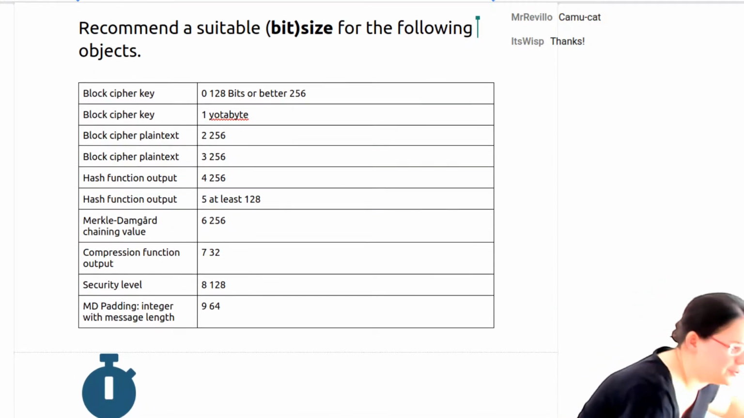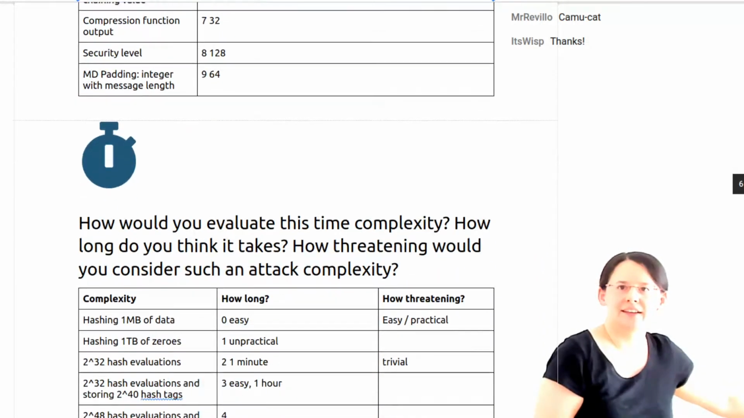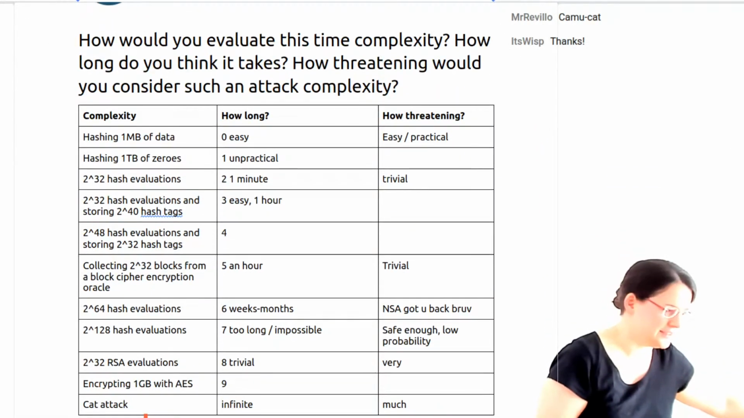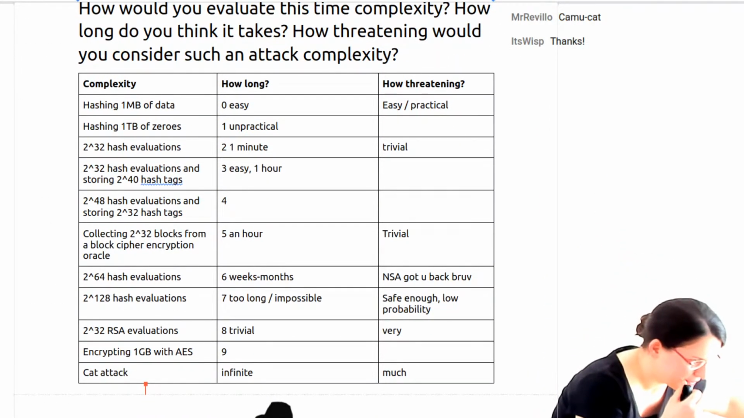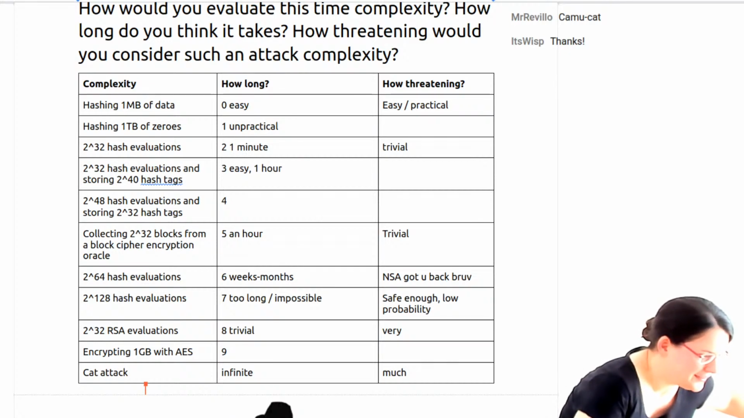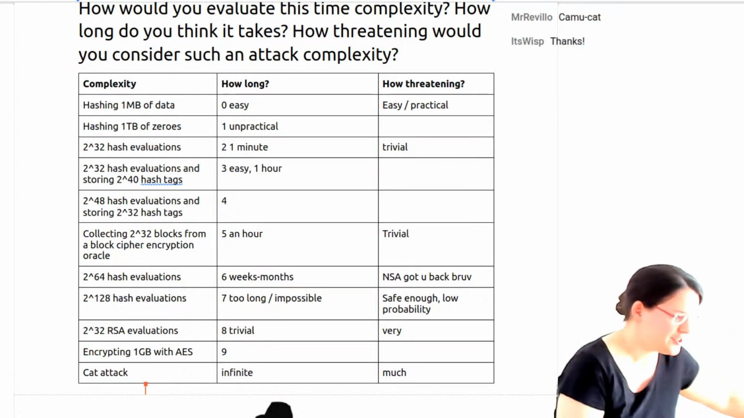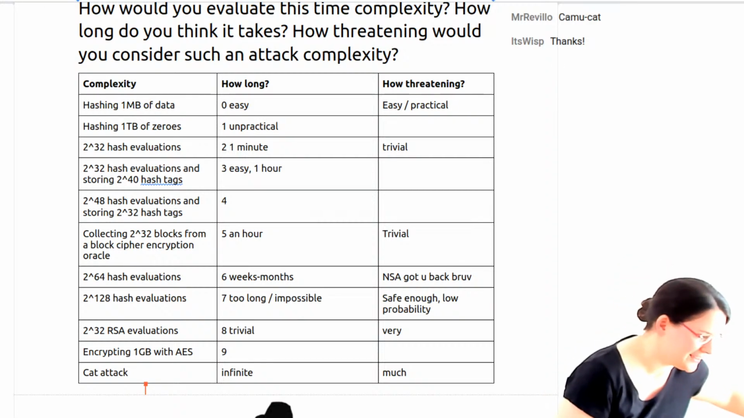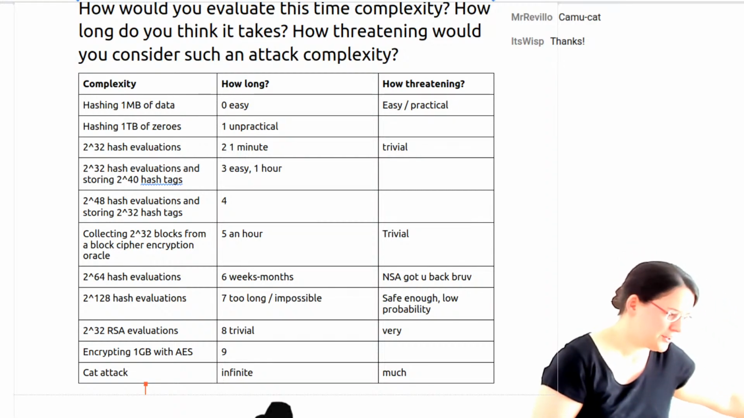What else do we have here? How long does it take and how dangerous is this? So here we have, for example, hashing 1 megabyte. Yes, absolutely easy, less than 1 second. Hashing 1 terabyte of zeros. People say it's impractical. This is actually pretty practical.